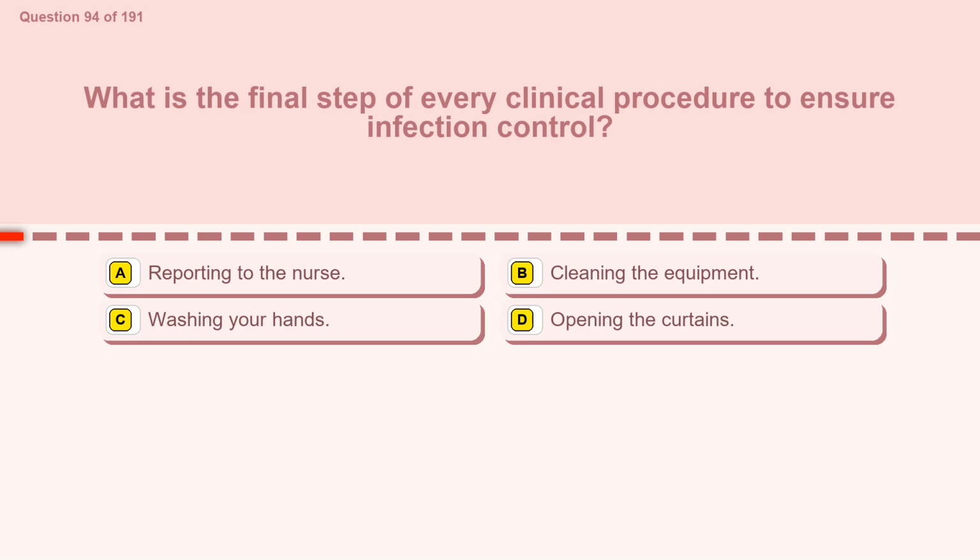Question 94. What is the final step of every clinical procedure to ensure infection control? Option A, reporting to the nurse. Option B, cleaning the equipment. Option C, washing your hands. Option D, opening the curtains.